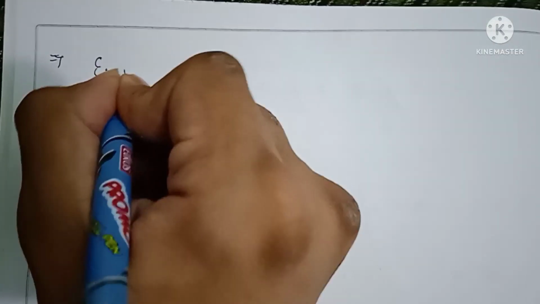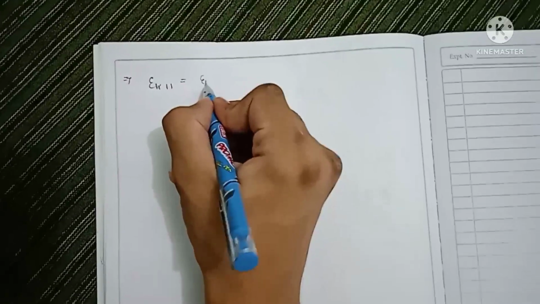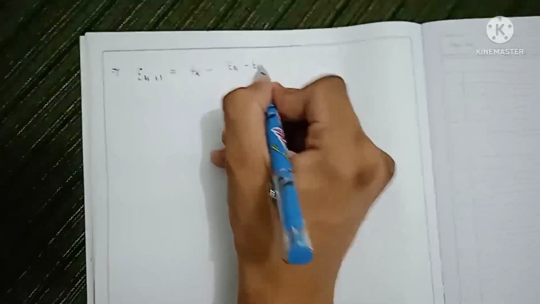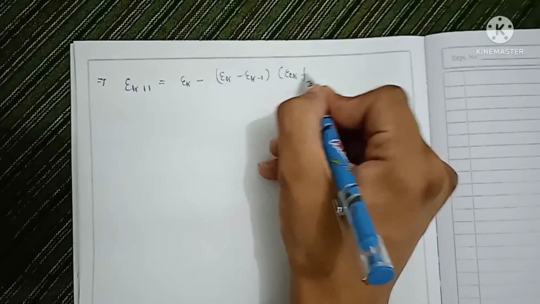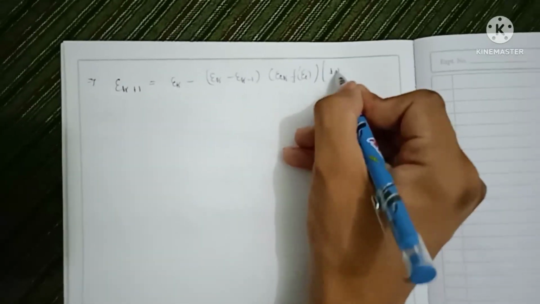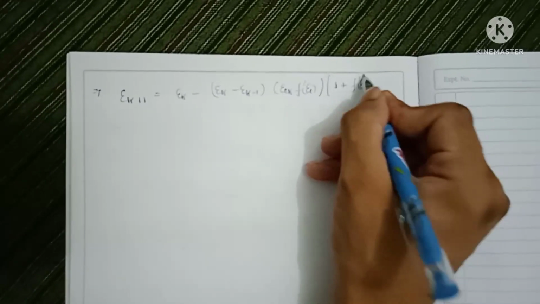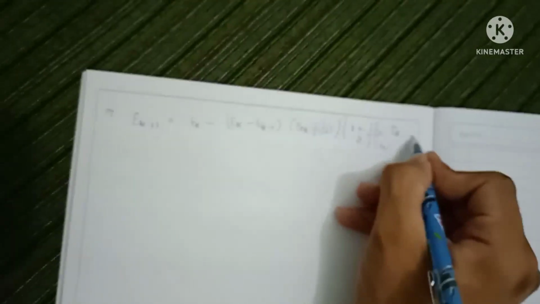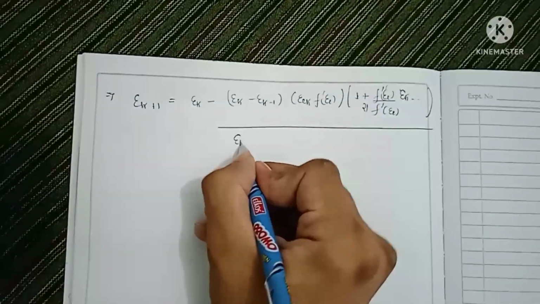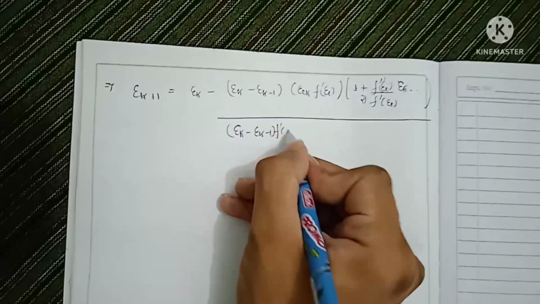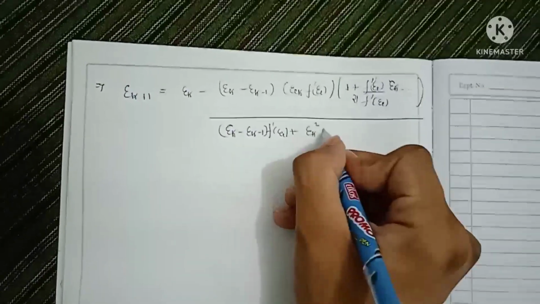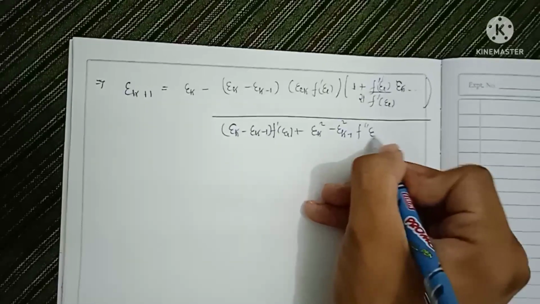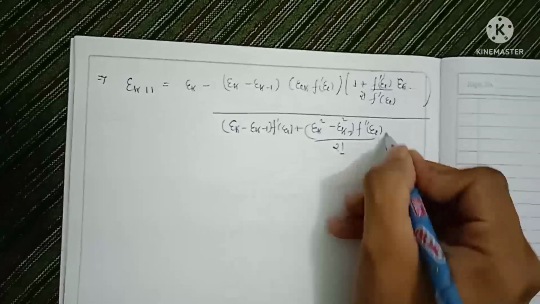From here we have e k plus 1 is equal to e to the power k minus e to the power k minus e to the power k minus 1, and we have taken out common e to the power k f dash epsilon, so we have 1 plus f double dash epsilon upon f dash epsilon times e to the power k and 2 factorial, I suppose, and down here we would have e to the power k minus 1 f dash epsilon plus e to the power k square minus e to the power k minus 1 square f double dash epsilon, and here we would have 2 factorial plus dot.